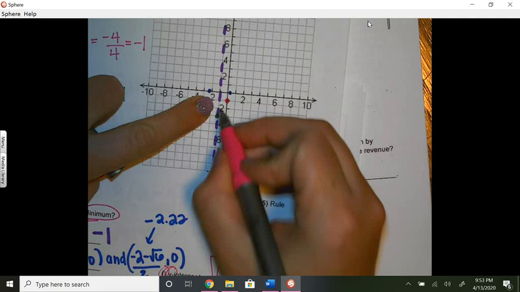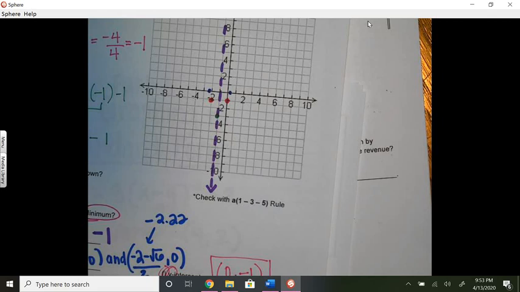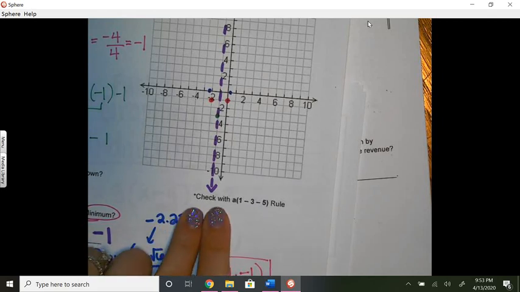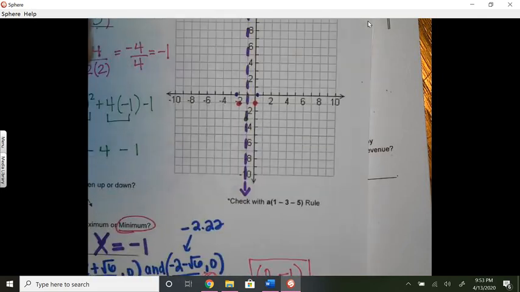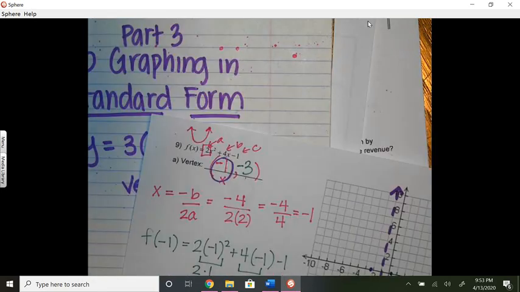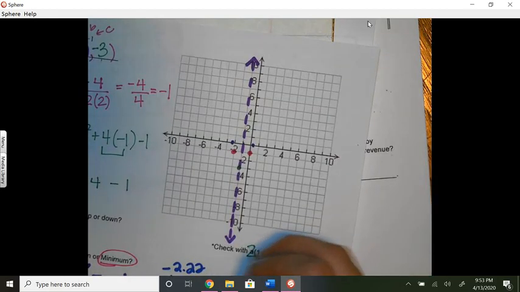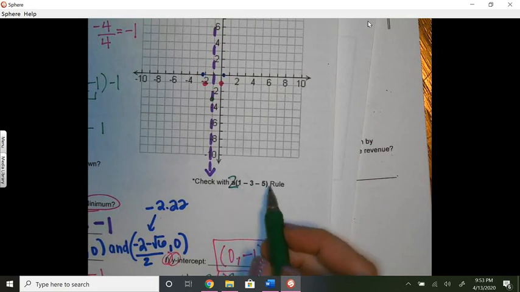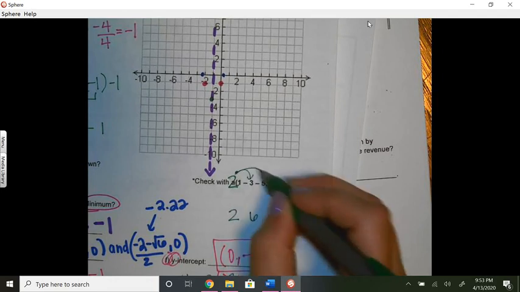Now, if I have a point here that's 1 away, I know I'm going to have 1 over here. Now it says check with the 1-3-5 rule. Again, this is not a real thing, like it doesn't have a name or anything like that. It's just a nice way to check your graph. So to check your graph, you take your a value, so the number in the very front, in front of the x squared, so 2. So I'm going to take 2, and I'm going to multiply it by 1, 3, and 5. So 2 times 1 is 2, 2 times 3 is 6, and 2 times 5 is 10.